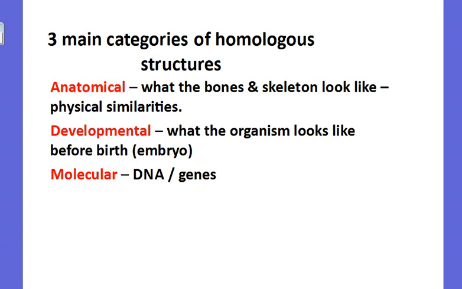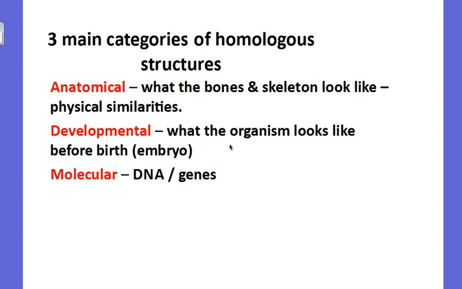So there's 3 main categories of homologous structures. One of the ones we just looked at, and we'll look at it a little more, is anatomical. What do the bones and the skeleton look like? What are some physical similarities? Again, anatomical homologies or anatomical similar structures are evidence of a common ancestor.